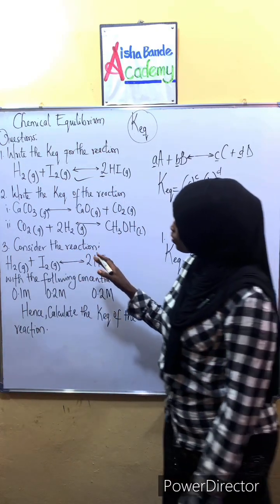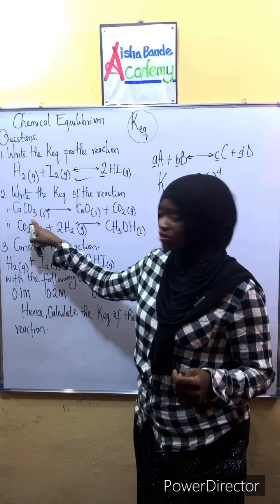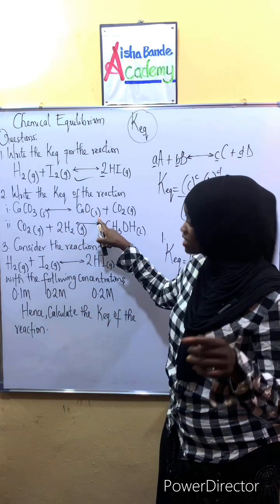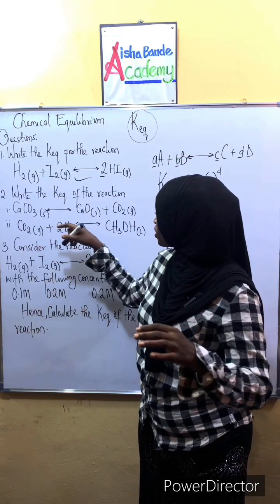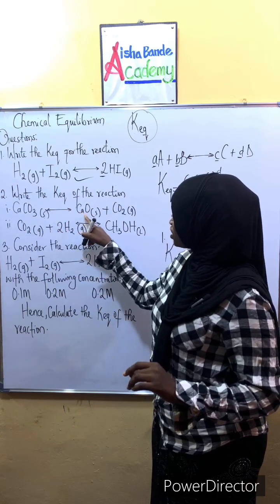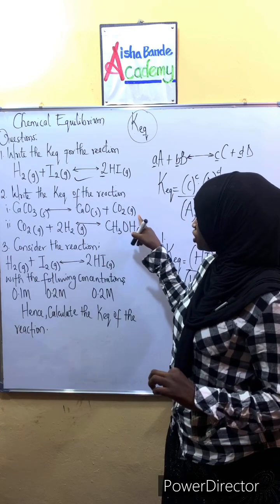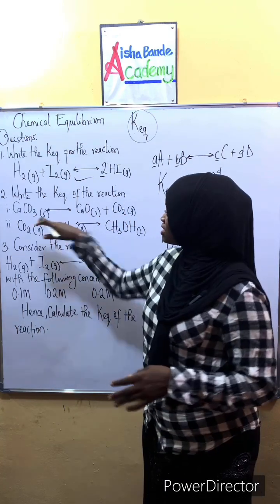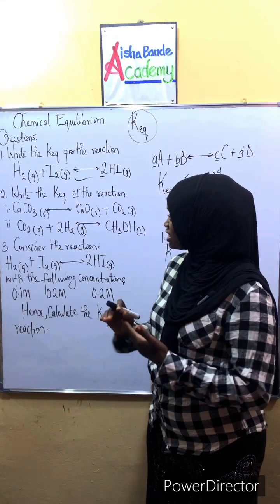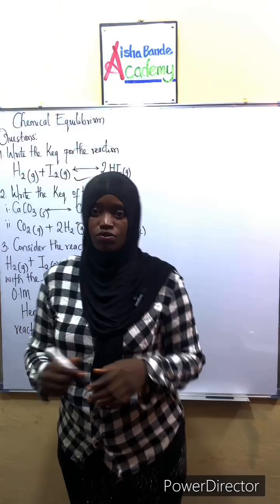So let's move on to the second question, which says, write the chemical equilibrium of the reaction. We have CaCO3 in solid state. We have CaO in solid state. So that means the reactant is CaCO3. The reactant is in solid state. While for the product, we have CaO, that is in solid state, and CO2 in gaseous state. So as you can see, this is a heterogeneous reaction because they exist in different states. So let's write out the chemical equilibrium for this heterogeneous reaction.